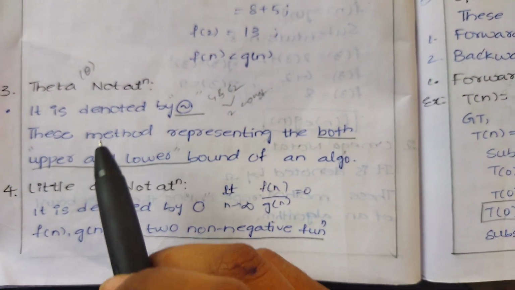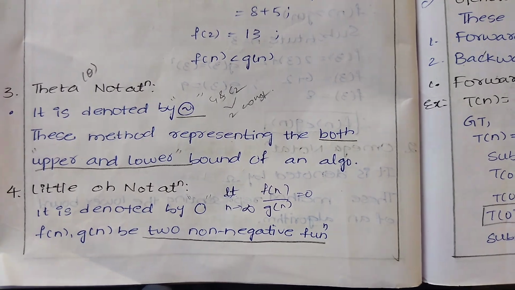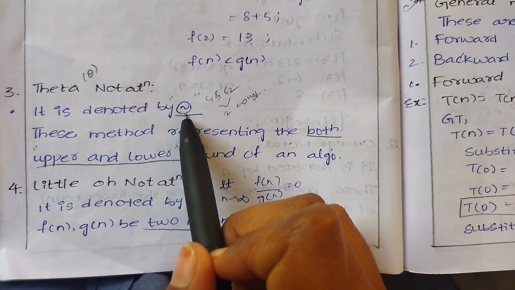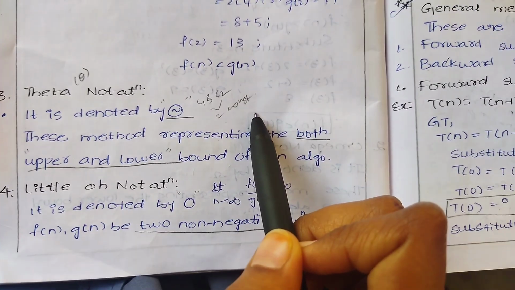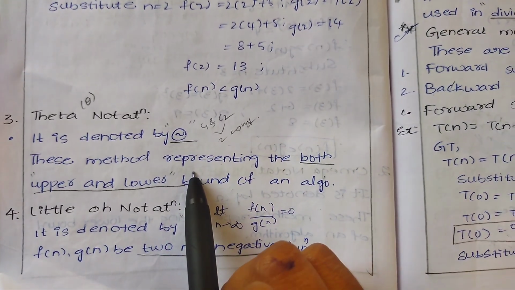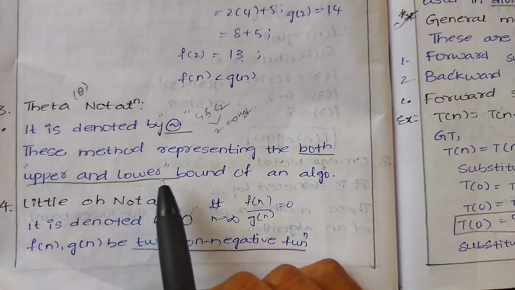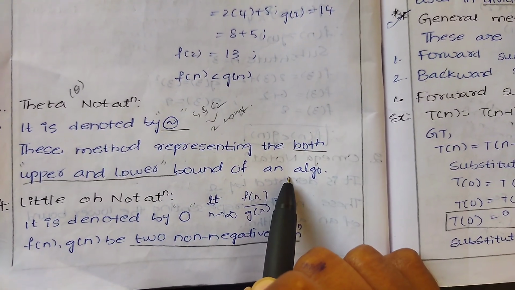Third type is theta notation. It is represented by this symbol. It is used with C1 and C2 in constant cases. It is the representation of both the upper and lower bound of an algorithm.